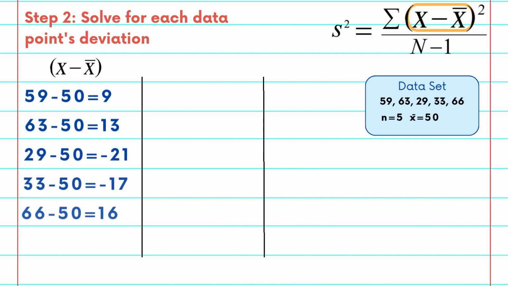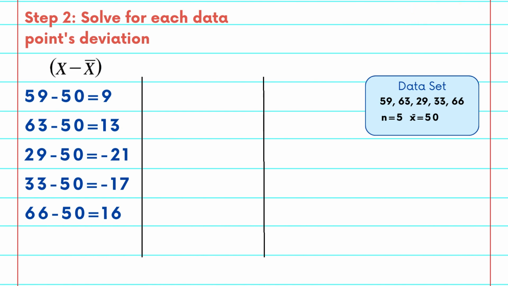The next step is to find each age's deviation from the mean. So in simple terms, we need to subtract the mean, or 50, from each age to see how far away it is. So 59 minus 50 is 9, 63 minus 50 is 13, and so on. It is okay if your answers are negative because of our next step.